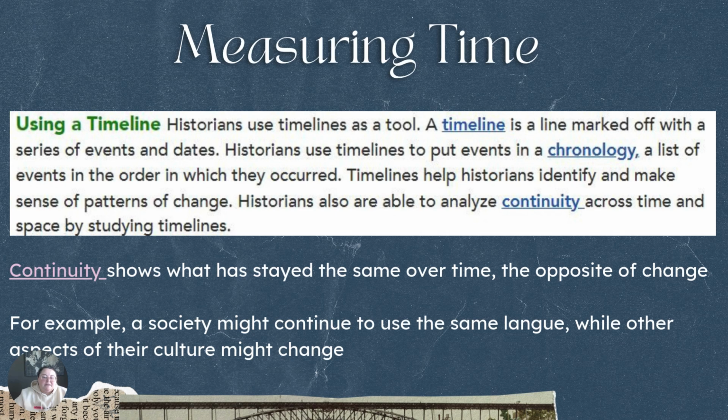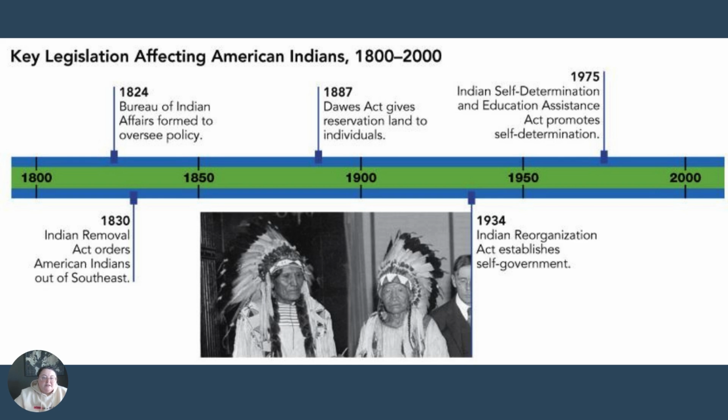Continuity shows what has stayed the same over time, or the opposite of change. For example, a society might continue to use the same language, while other aspects of their culture might change. Here's an example of a timeline. As you can see, there's a title showing key legislation affecting American Indians between the years 1800 and the year 2000. On the timeline, it shows multiple events and the dates on which they occurred.